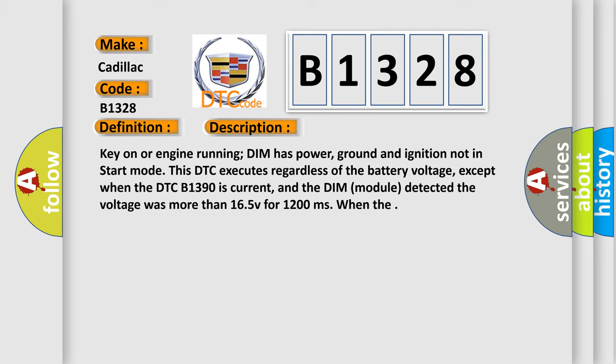And now this is a short description of this DTC code. Key on or engine running, DIM has power, ground and ignition not in start mode. This DTC executes regardless of the battery voltage, except when the DTC B1390 is current, and the DIM module detected the voltage was more than 16.5 V for 1200 ms.